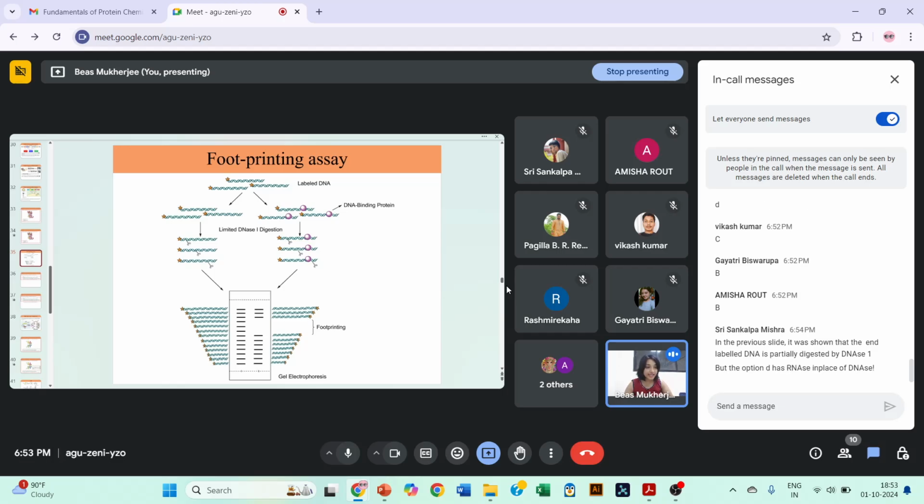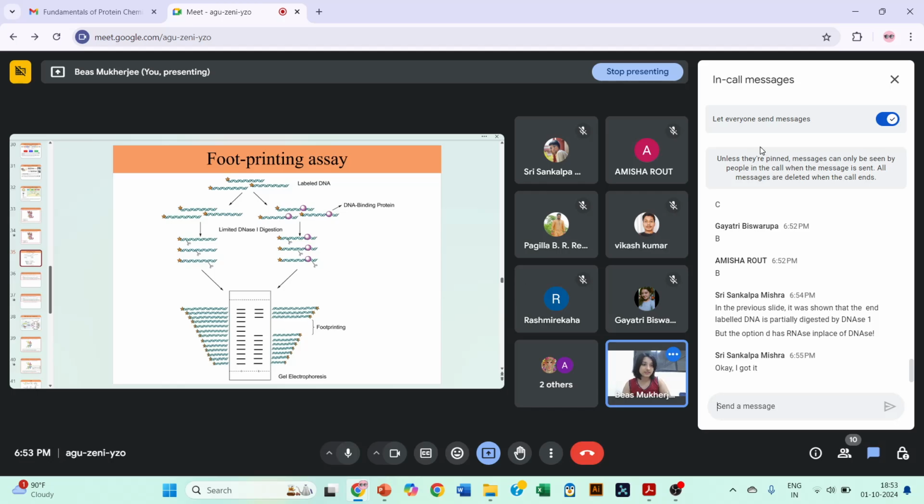But option D has RNAs in place of DNAs. Yes, footprinting can be done for DNA and RNA binding proteins. So when you are using RNA and a protein that binds to RNA, you will go for RNase A. RNase A chops off single stranded RNA. When you are doing the same experiment with DNA and a DNA binding protein, you go for DNase. Got it? Okay, great.